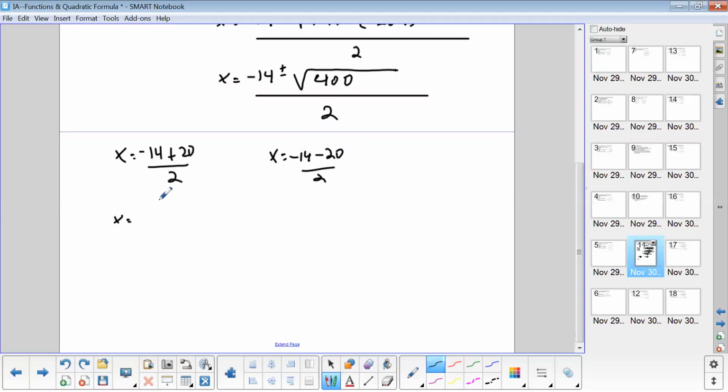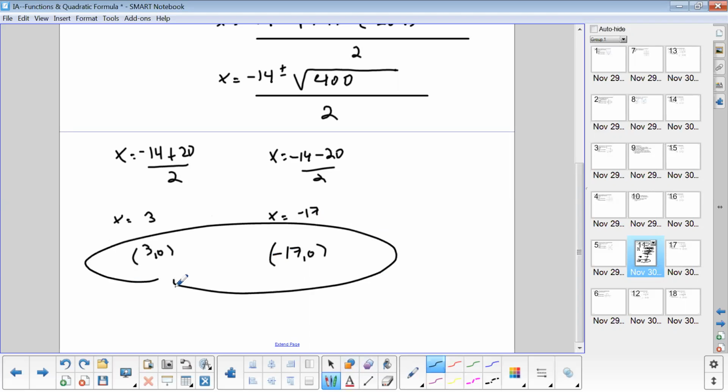So negative 14 plus 20 is 6. 6 divided by 2 is 3, so 3, 0 is a solution. Negative 14 minus 20 is negative 34, and we divide negative 34 by 2, and we get negative 17. So negative 17 comma 0, these are the solutions for this quadratic.